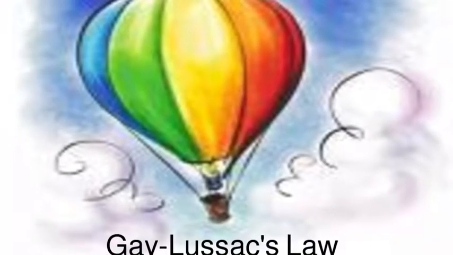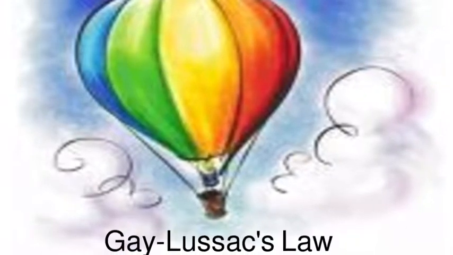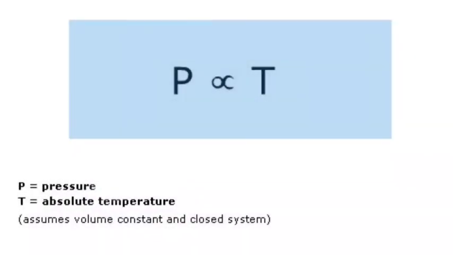Gay-Lussac's law is a gas law that describes the relationship between temperature and pressure. Its formula is P1 over T1 equals P2 over T2. An increase in temperature provides more energy to molecules. This causes molecules to move more. Thus, they collide with the container more frequently, which causes an increase in pressure.